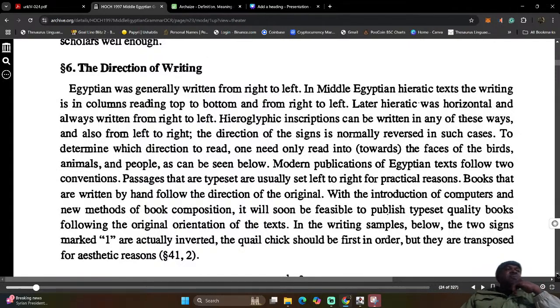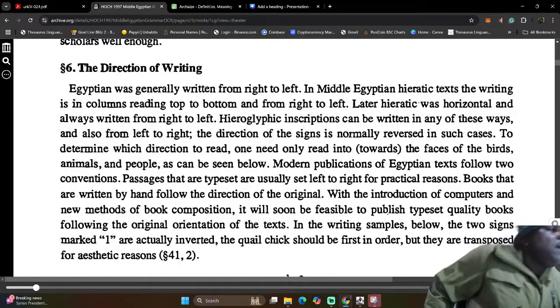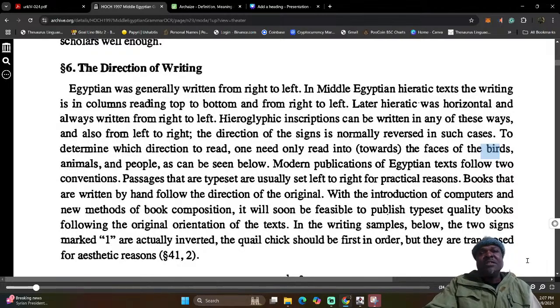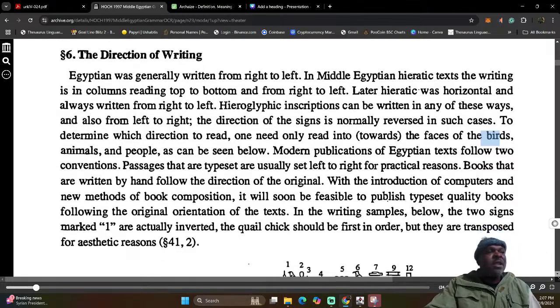Hieroglyphic inscriptions can be written in any of these ways, and also from left to right. The direction of the signs is normally reversed in such cases. It says to determine which direction to read, we only need to read into or towards the faces of the birds, animals, and people, as we can see below. So I'm just going to skip. You can read the rest of that, and I can just build on it.